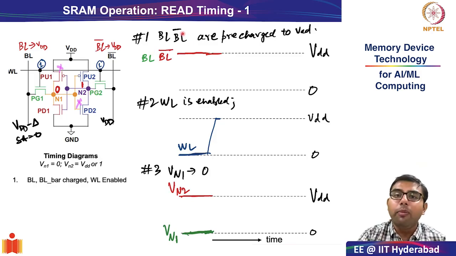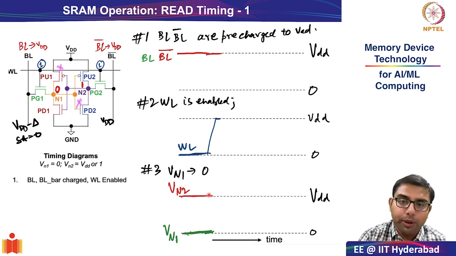Right at the beginning, the bit line and bit line bar are first pre-charged to VDD. Please recall, both bit line and bit line bar are pre-charged to VDD. This is what I have indicated over here, and I'm pointing with my laser pointer that bit line and bit line bar have been pre-charged to VDD, and only after that the word line is asserted. The initial conditions: voltage at VN1 is at 0 and VN2 is at VDD. What do you expect next to happen?